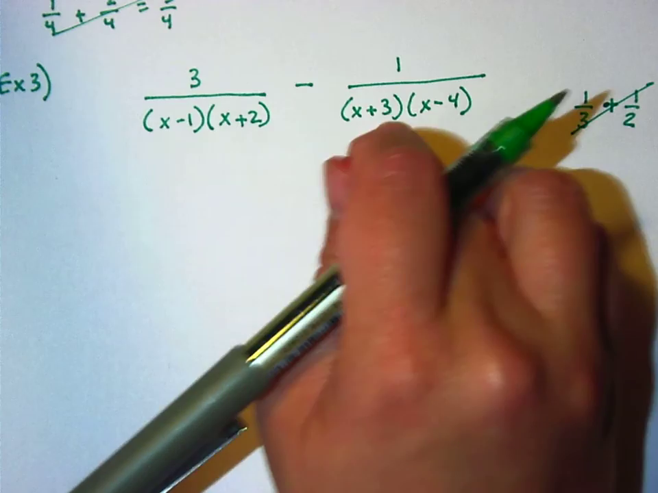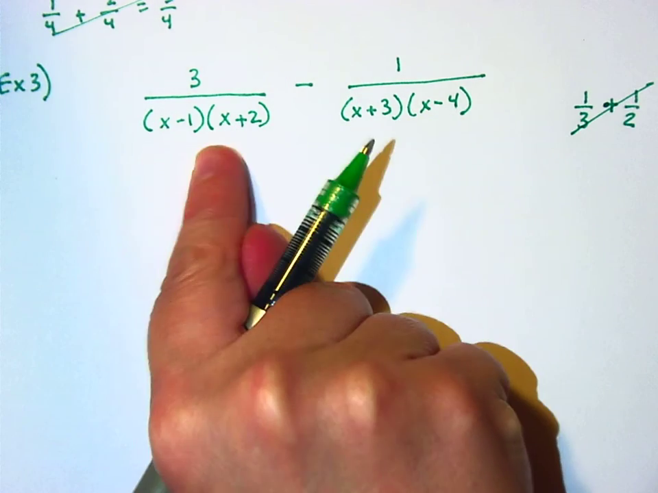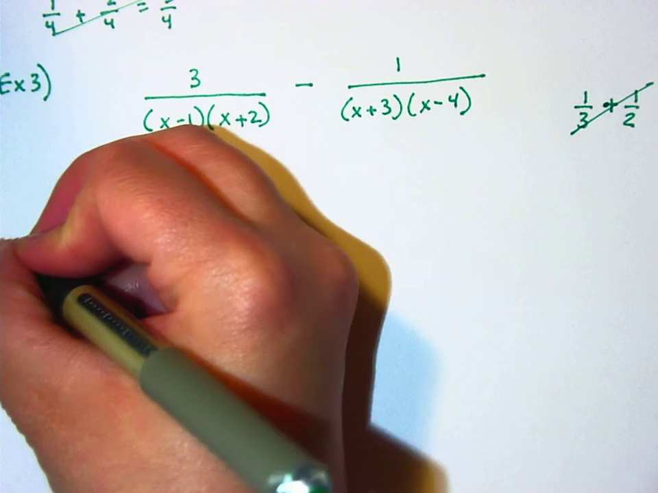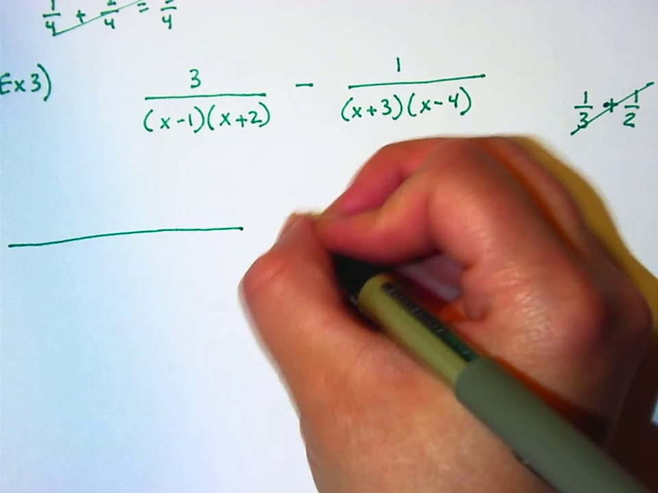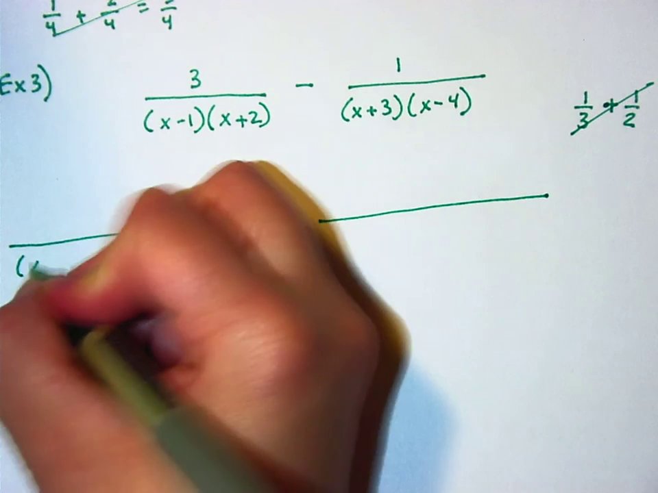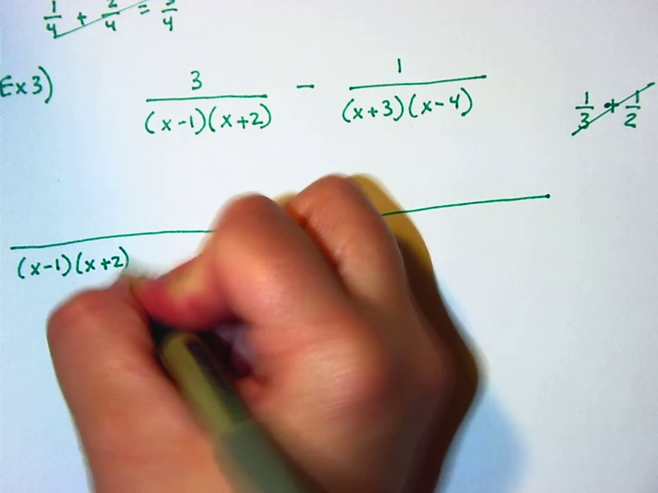What we're going to do to find a common denominator is just use every single one of these, the x minus 1, the x plus 2, the x plus 3, and the x minus 4, which is why this is going to turn into a very gross, big problem. So let's see, the object is getting all of them on the bottom.